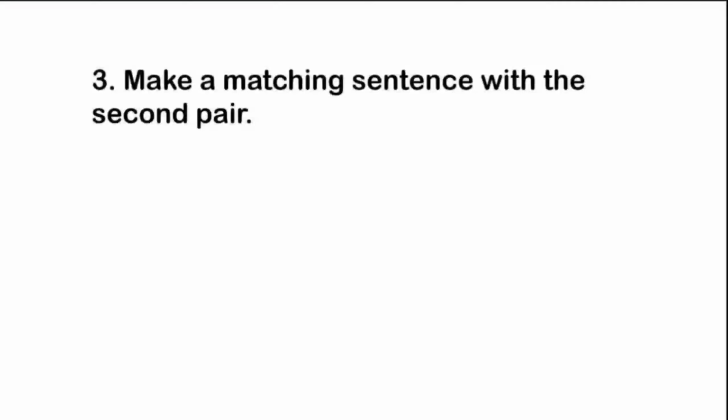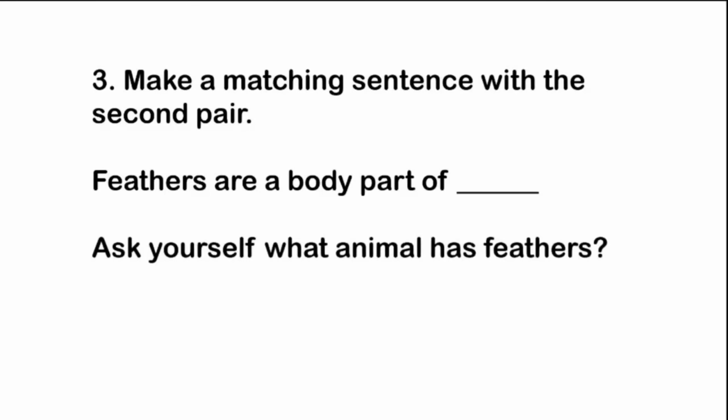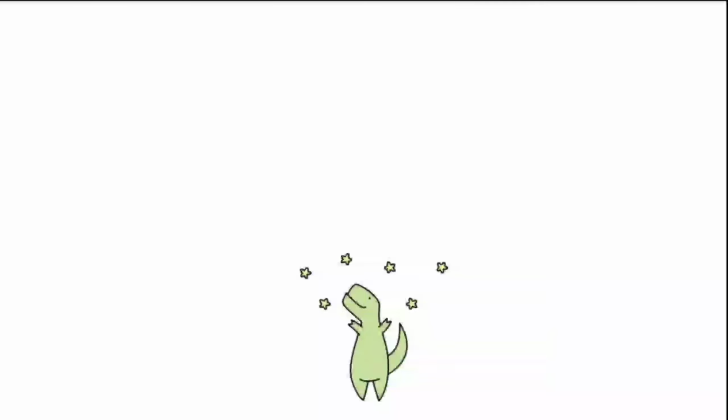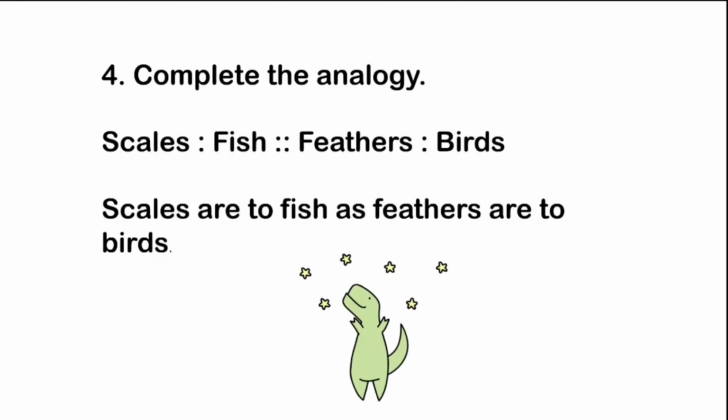The third step is to make a matching sentence with the second pair. Feathers are a body part of what animal? Now ask yourself, what animal has feathers? Do you have any idea? Well, if you thought of a bird, you are correct. The answer is bird. Feathers are a body part of a bird. The fourth step is to complete the analogy. Scales are to fish as feathers are to birds.